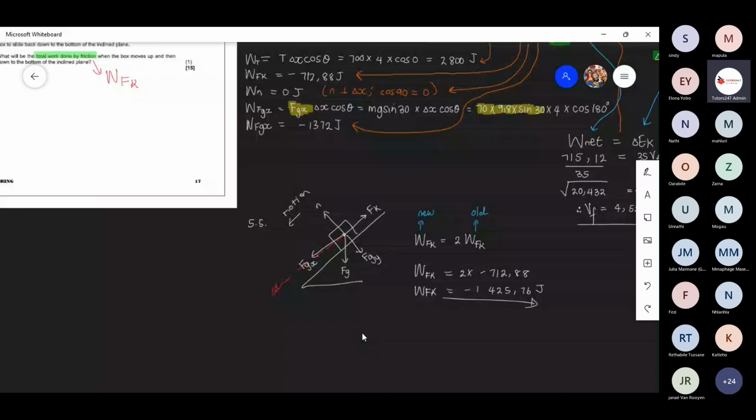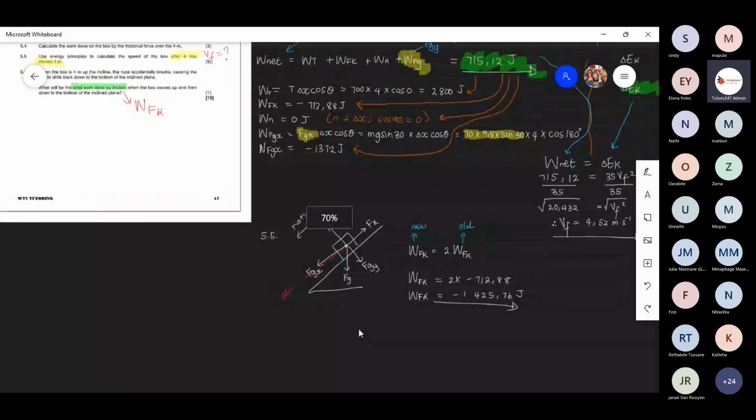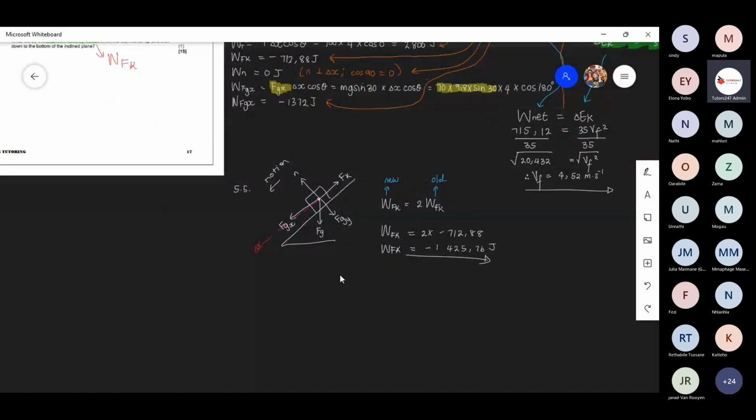All we needed to identify was, because tensional force was removed, because there was no longer a force pulling this object up the incline, our object is going to slide down the incline, and the work done by frictional force is going to be twice that of the previous frictional force.